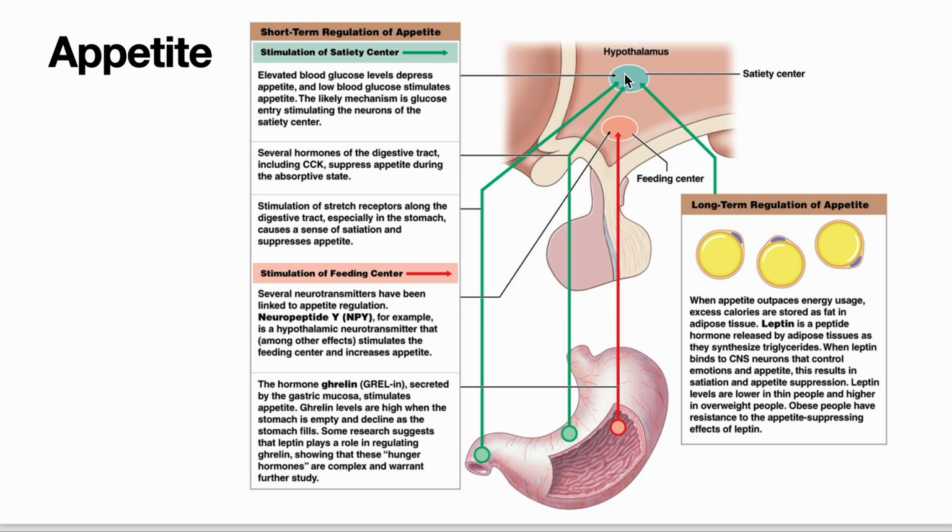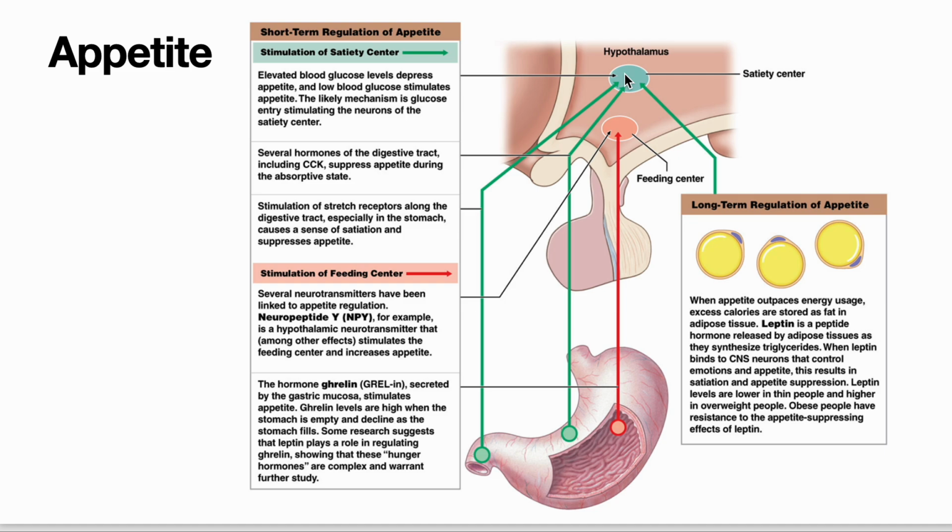Also, lots of hormones from the digestive tract should stimulate your satiety center. Things like CCK, because if you're releasing CCK, it means you just ate a meal and you shouldn't want to eat more. And then also in your stomach, and all along the digestive tract, you have these stretch receptors that tell your brain, hey, you just ate, so you really should feel full and satiated and not have an appetite right now. But it takes about 20 to 30 minutes to trigger all of these things from the time that you eat. So, you can eat a lot in 30 minutes.